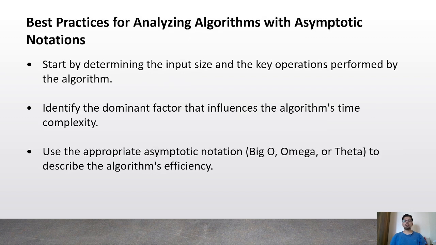Best practices for analyzing algorithms with asymptotic notations. Start by determining the input size and key operations performed by the algorithm. Identify the dominant factor that influences the algorithm's time complexity. Use the appropriate asymptotic notations like big O, omega, or theta to describe the algorithm's efficiency.